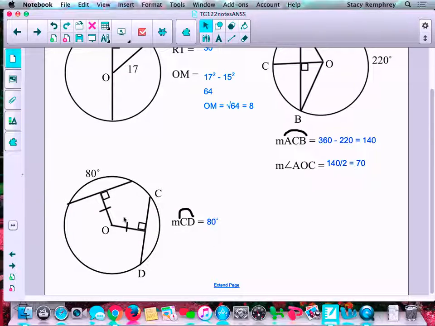In the last one, I have two chords. I can see they are equidistant from the center. Since they're equidistant from the center, the chords are equal. And since the chords are equal, the arcs they intercept are equal, which is how I got that arc CD, the measure of arc CD, is 80 degrees.